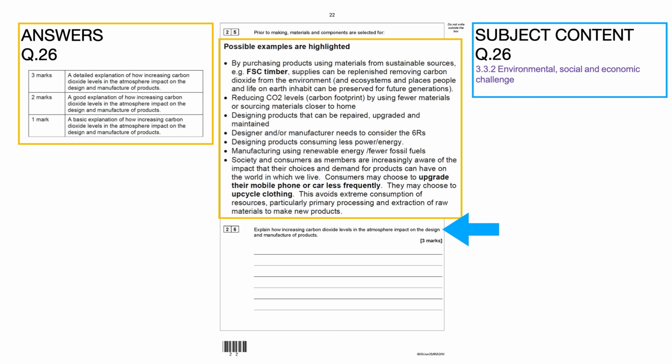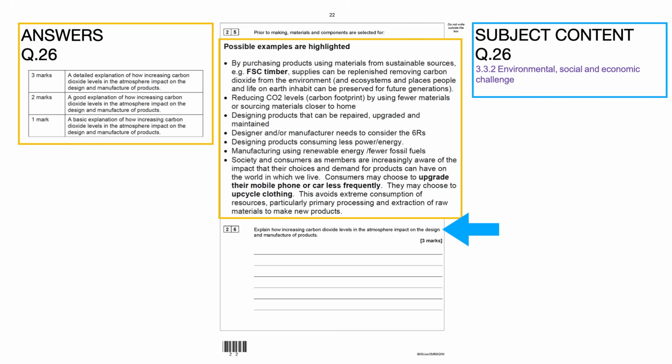First one being by purchasing goods using materials from sustainable sources such as FSC timber, supplies can be replenished, removing carbon dioxide from the environment, and ecosystems and places people and life on Earth inhabit can be preserved for future generations. Point 2, reducing CO2 levels, carbon footprint, by using fewer materials or sourcing materials closer to home. Point 3, designing products that can be repaired, upgraded and maintained. Point 4, designer and or manufacturer needs to be considerate of the 6 R's.